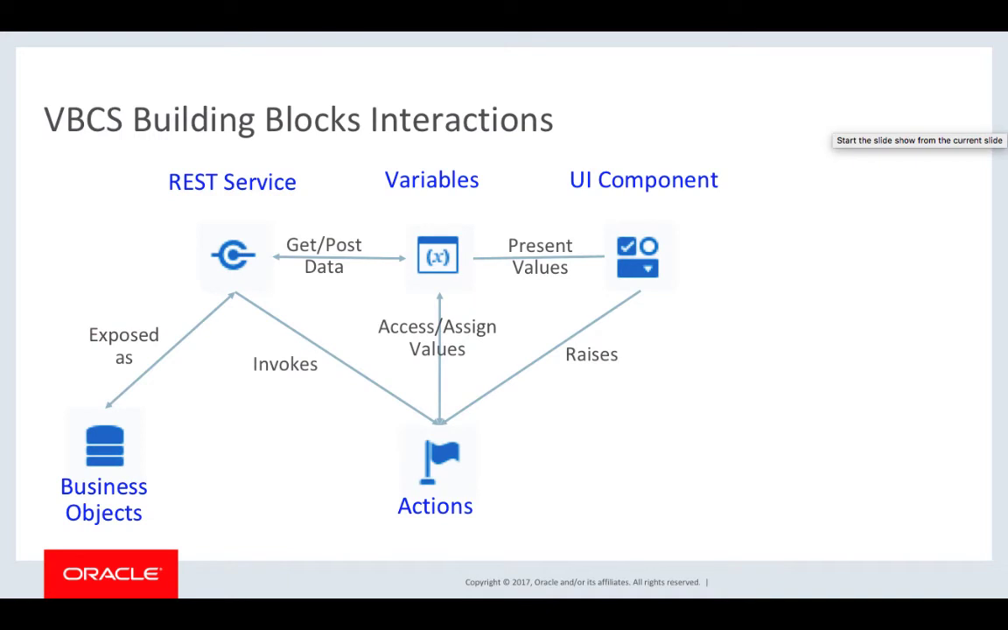In this short lesson, we're going to teach you about the building blocks that make up an application in Oracle Visual Builder Cloud Service. In this diagram, you see the various building blocks that we're going to talk about and the relationships between them. We're going to talk about business objects, REST interfaces, variables and UI components, as well as actions. So the basic concepts are: business objects that you create in VBCS are exposed as REST services.